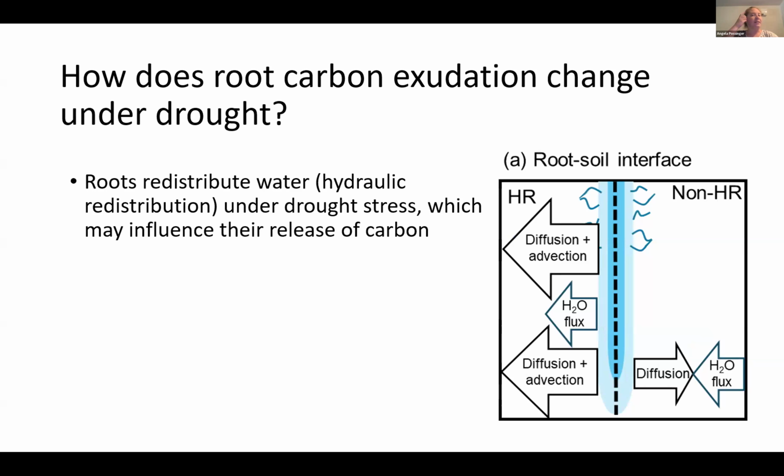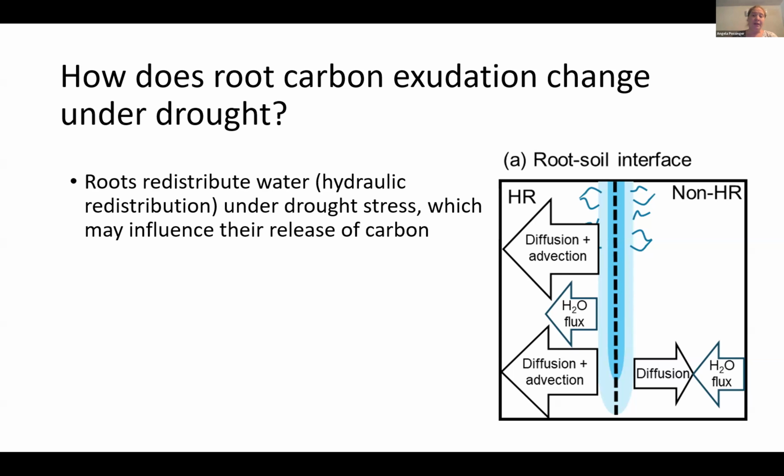So the question is, it's a little bit of a shift from the organomineral associations now to think about root carbon and carbon compounds released by roots. And so the broad question here is, how does root carbon exudation respond to drought?